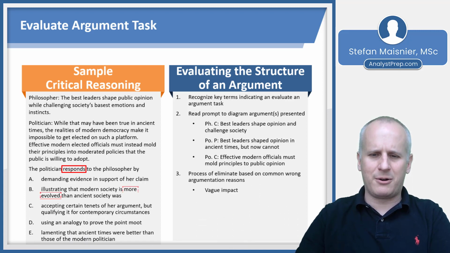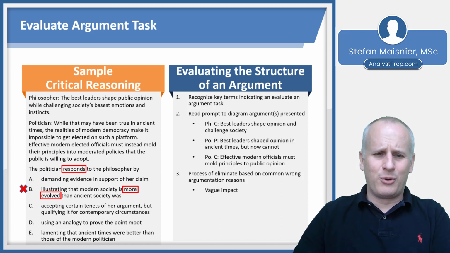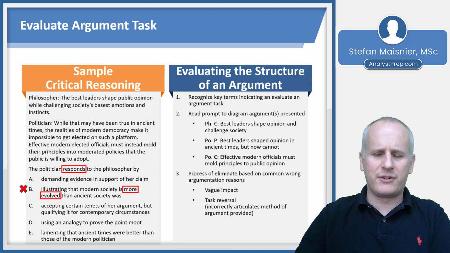And we'll begin our process of elimination, starting with vague impacts. And we've got choice B, more evolved, illustrating that modern society is more evolved than ancient society was. What does more evolved even mean? I have no idea. That couldn't be more vague if it tried. And then we've got to look for task reversals that incorrectly articulate what the method of argument is that's provided.